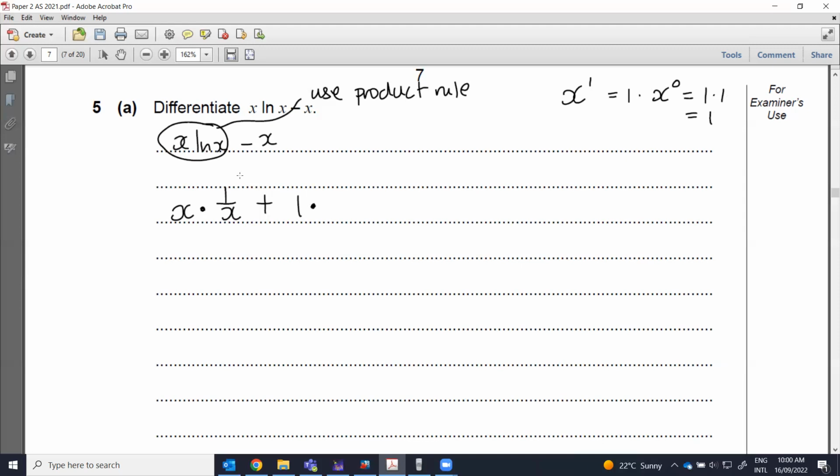And then you multiply it by ln of x exactly as it is. I haven't differentiated it. And then I move on to this one here. The derivative is minus 1. So it's negative of the derivative of x, which is 1. So simplify: x times 1 over x is 1. And then 1 times ln of x is ln of x, minus 1. So 1 plus ln of x minus 1 is just equal to ln of x.